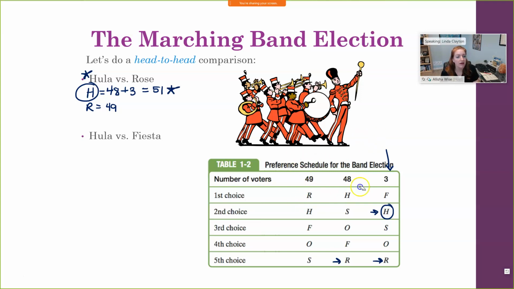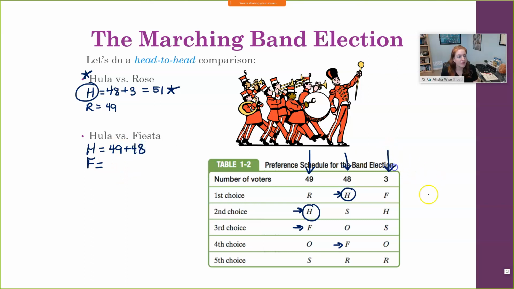Let's try hula versus fiesta. So we're going to change this up a little bit. This time we're just looking at H and F and we're seeing who wins each column. So 49 votes. Who would win those 49 votes, hula or fiesta? I would say hula. Hula's higher, so we're going to give those 49 votes to hula. And then 48, hula or fiesta? Hula. Yep, exactly. And then last but not least, the 3 votes, who would win?